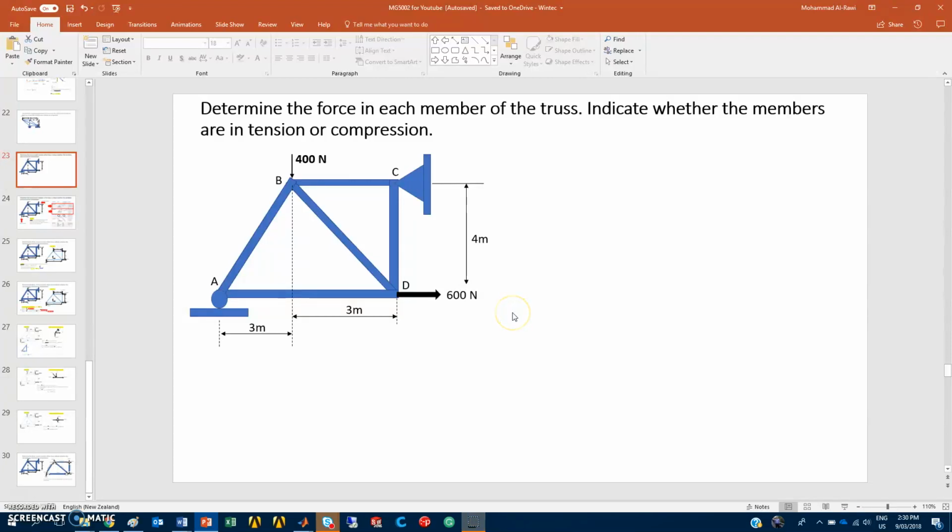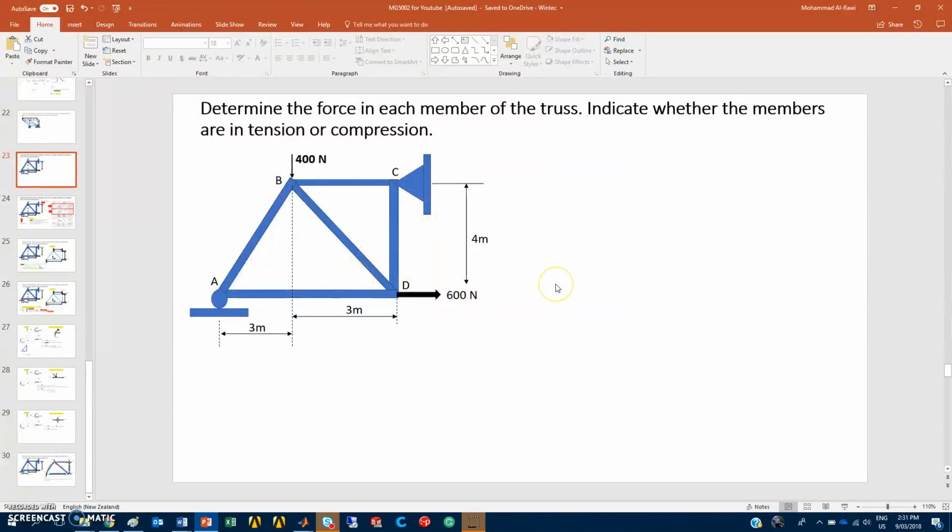Hi, so let us try to solve this question from one of the textbooks. Determine the force in each member of the truss. Indicate whether the members are in tension or compression. So we have AB, BC, CD, BD, and AD. There are two external forces, the 400 newtons and 600 newtons, and we have two support reactions.